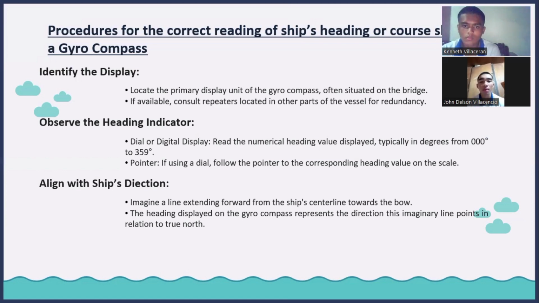Dial or digital display. Note the numerical heading value displayed, typically in degrees from 0 degrees to 359 degrees. Pointer. If using a dial, follow the pointer to the corresponding heading value on the scale. Align with ship's direction. Imagine a line extending forward from the ship's center line towards the bow. The heading displayed on the gyro compass represents the direction this imaginary line points in relation to true north.